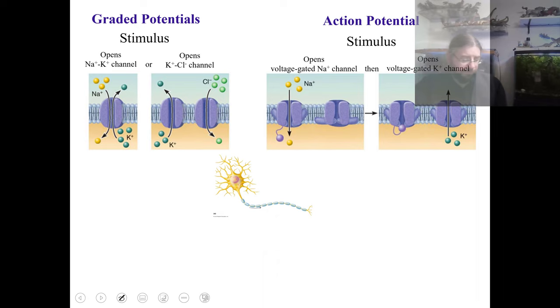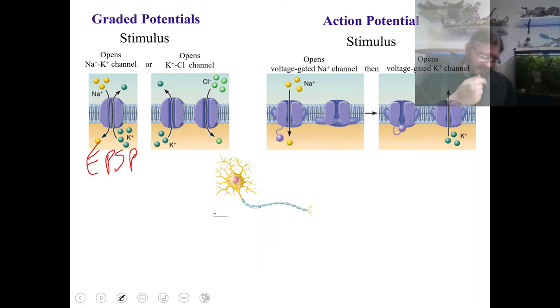Graded potentials. You might activate the sodium potassium channel, the sodium potassium pump. No, wait, this is just a sodium potassium channel, not the pump, in which sodium flows in, potassium flows out. In this case, you're going to have a bunch of sodium entering. This would get you your excitatory postsynaptic potential.